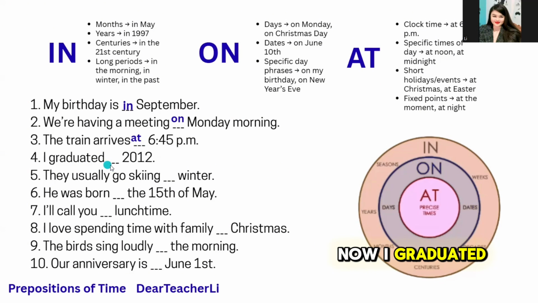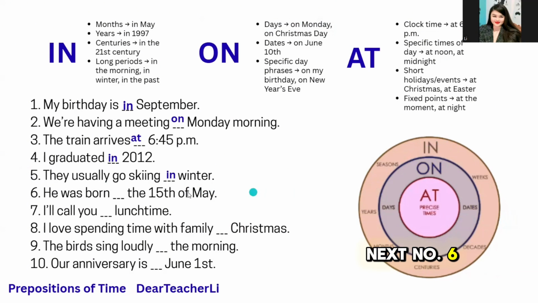Now, I graduated blank 2012. It's a year. So when we talk about years, we're going to use in. I graduated in 2012. And the fifth one is they usually go skiing blank winter. Four seasons, we're going to use in. Alright? They usually go skiing in winter.